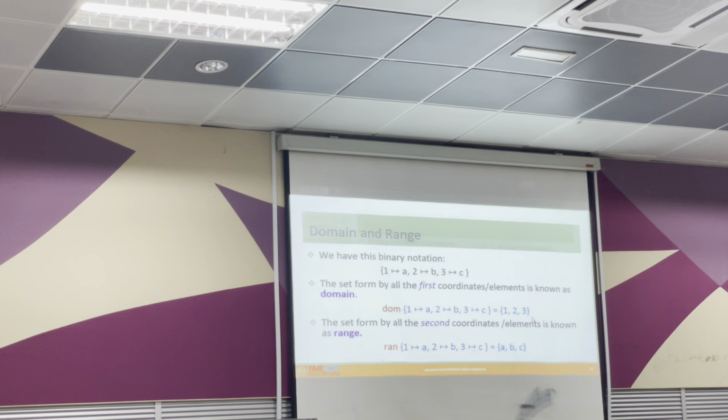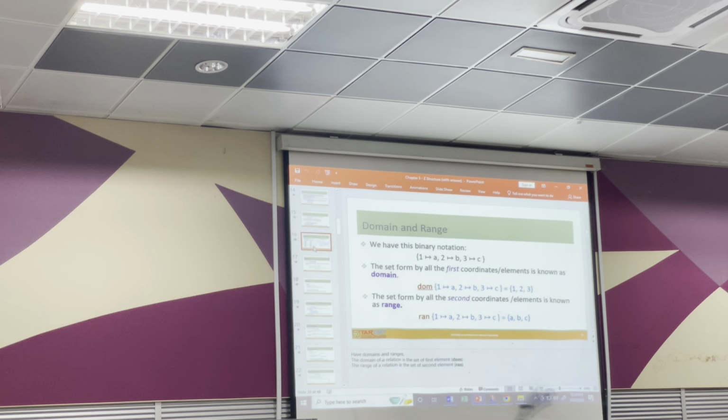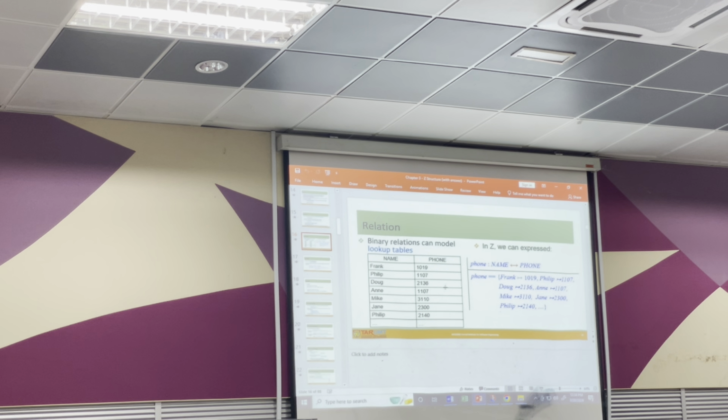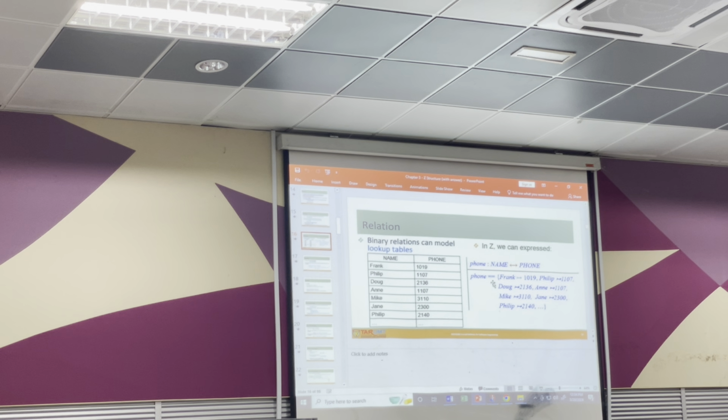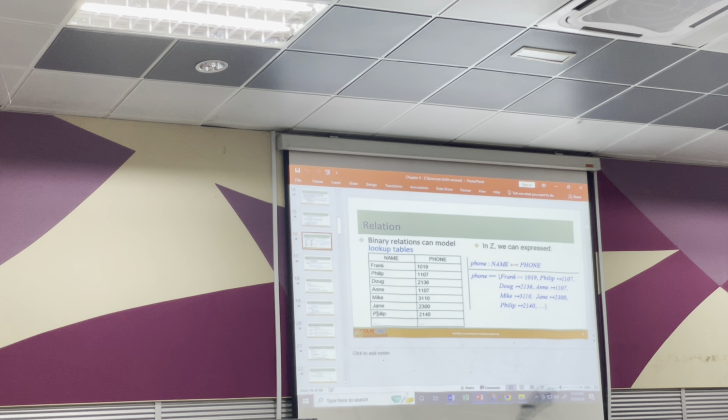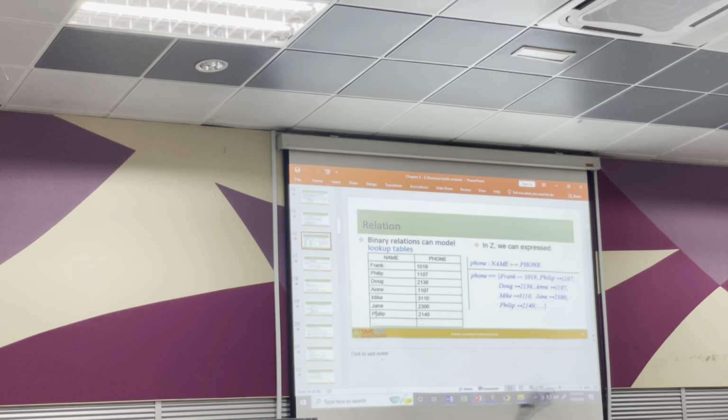For example, if let's say you are talking about this, right? If I talk about the domain of your phone number here, dom phone, the answer will be Frank, Philip, Doc, and Mike, without another Philip as the answer, the last one. Understand or not? Don't duplicate the answer inside your curly braces. You understand what I mean by this? Okay? Do you understand or not?